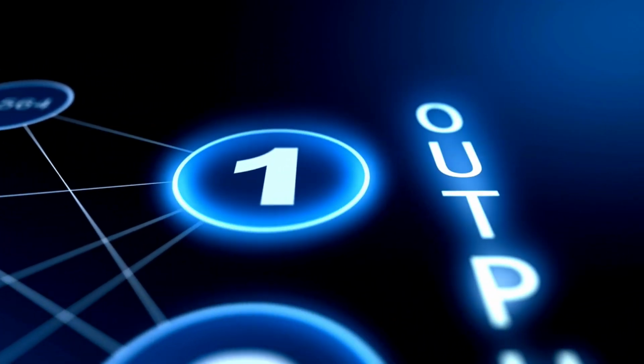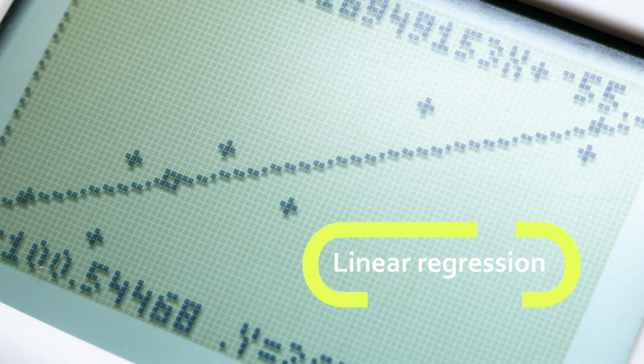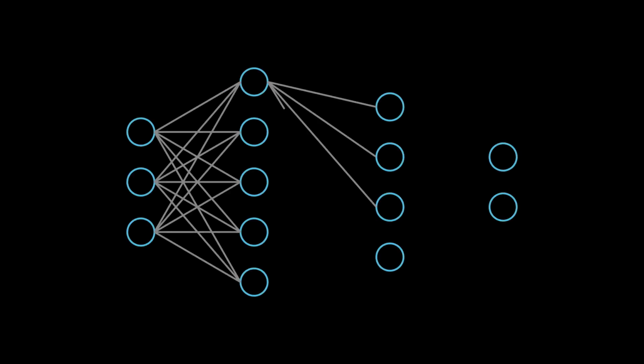Without these functions, a neural network would simply be a linear regression model, unable to handle the intricate relationships in data. Each activation function has its own characteristics and impacts the performance of the network differently.